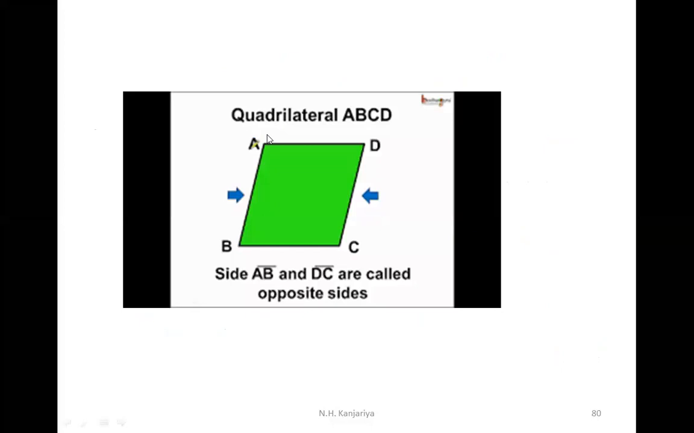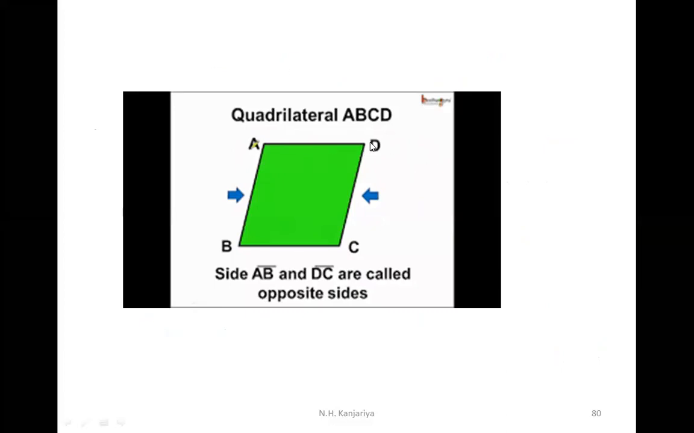If you have a quadrilateral ABCD, A and C are opposite angles, meaning they face each other. B and D are also opposite angles. A and D are adjacent angles. Adjacent means angles next to each other. So if you take A and D, they show you the adjacent angles.